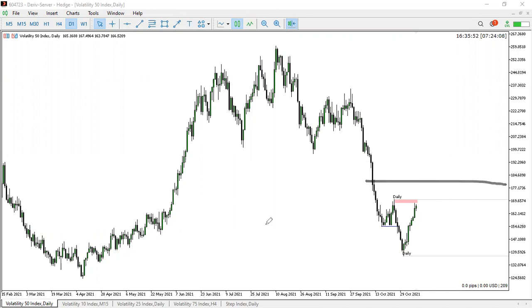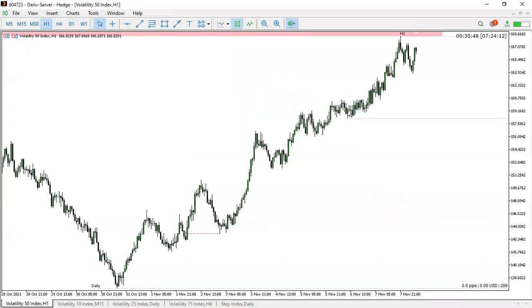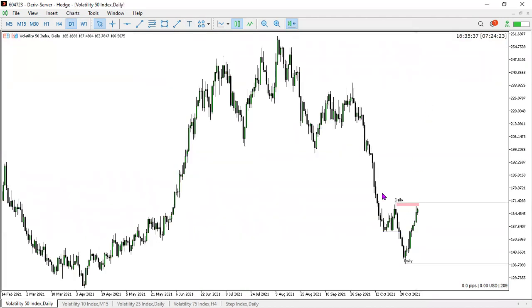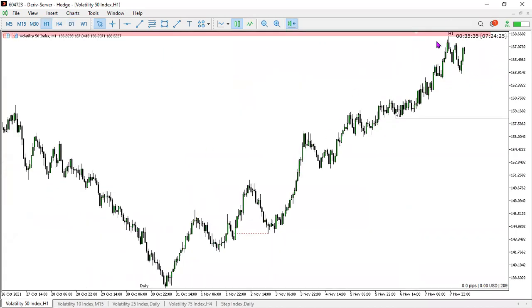Going down to the 1 hour time frame, we can see that we had a bit of a die down in momentum as price started approaching this area here, which is basically this zone that you can see here on the daily. As price approached that area, we can see that it has slowed down, right? When price hit that area, it immediately gave a reaction to the downside.